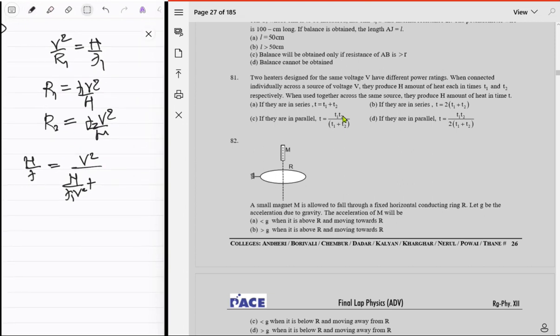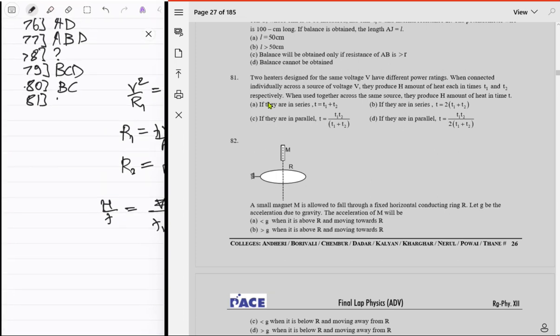So in place of that, T1 plus T2 times V square upon H. So T equal to T1 plus T2 in that case. So A is the answer, and if they are in series, it's this thing. Oh yeah, that is what I got. So A is correct.